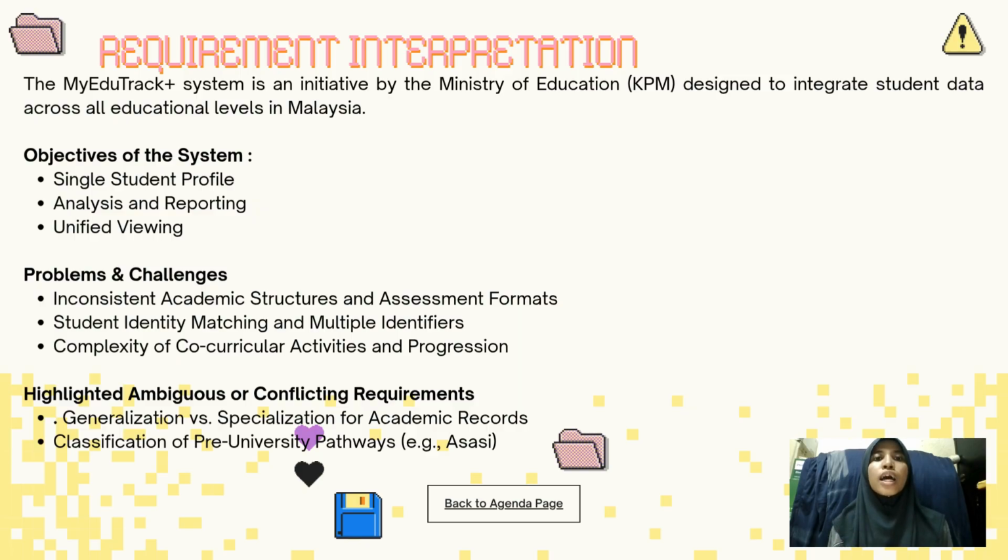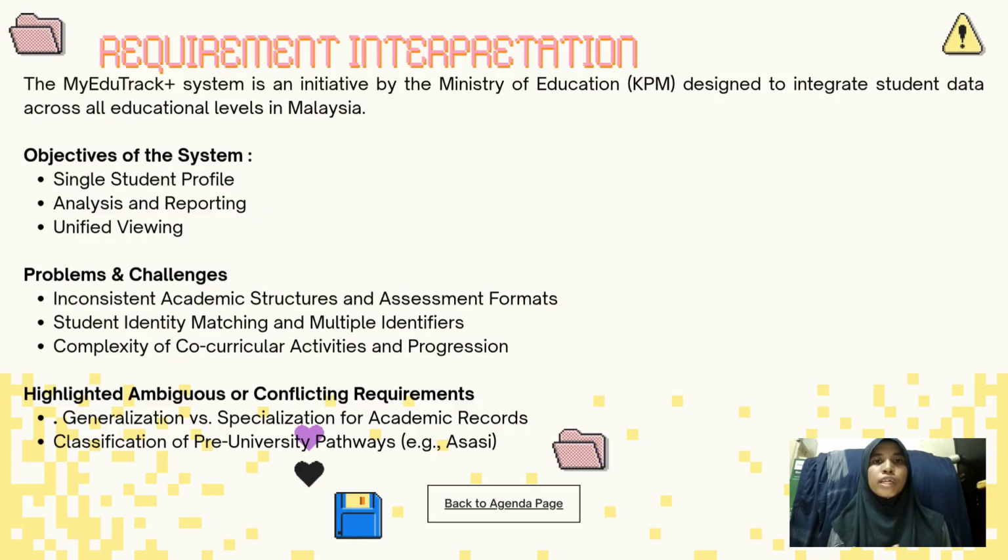For number two, analysis and reporting, to allow policymakers to analyze student progression patterns, evaluate the effectiveness of pathways, and make data-driven decisions. And then the third one is unified viewing, to add an integration layer that harmonizes different systems and structures from various educational institutions while retaining necessary detail.